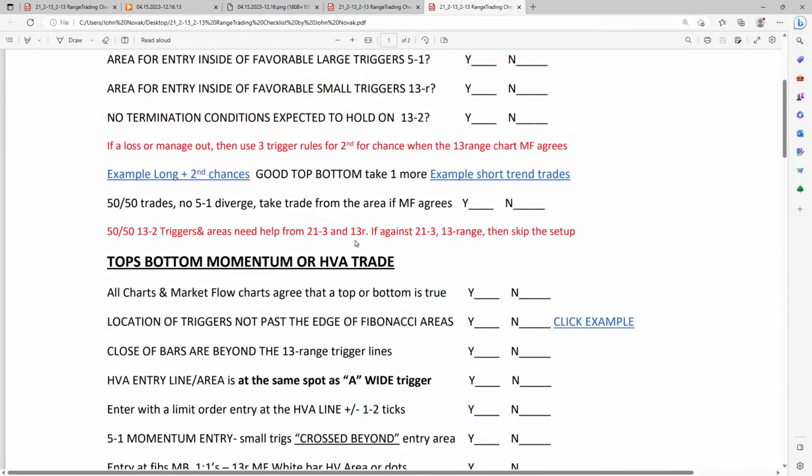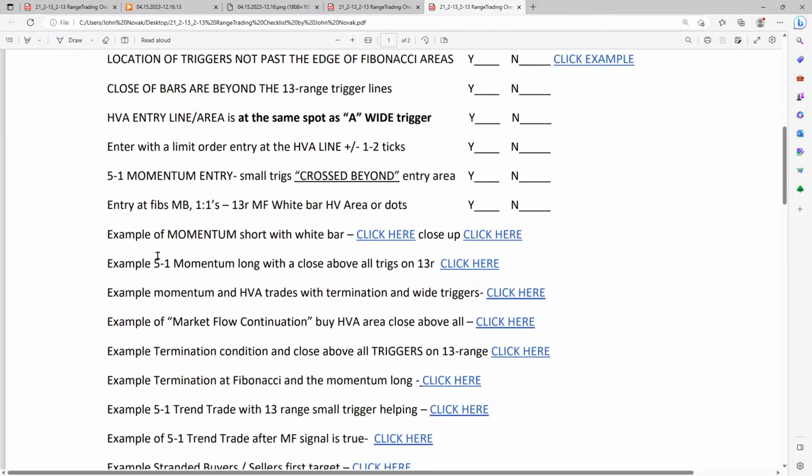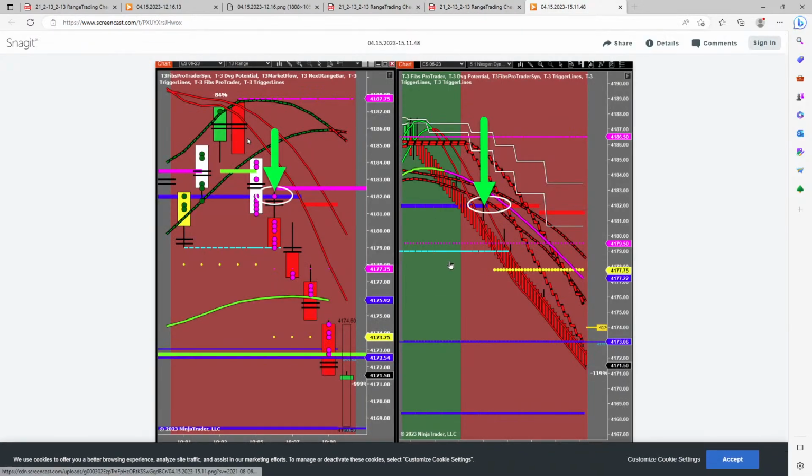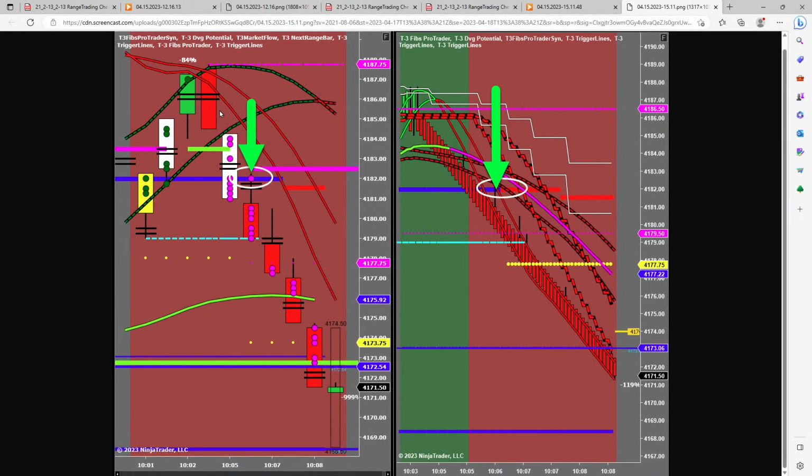Let's take a look on here. So tops and bottoms momentum trades. Example of a momentum short with a white paint bar on the market flow. Tell me if somebody calls bullshit on me if you don't believe it. Look at that left chart. We're anticipating down, and we get a white paint bar down and a little pullback with everything going your way. That was the one we went over this morning.